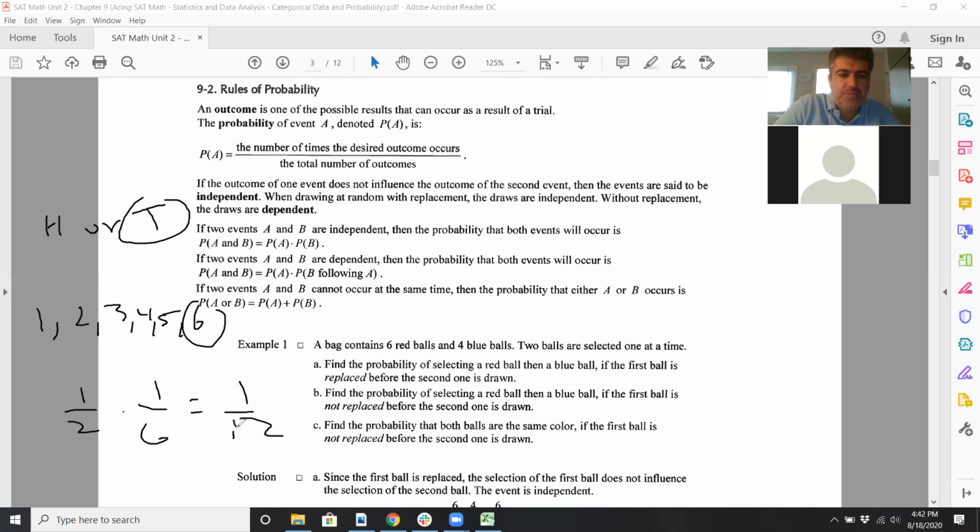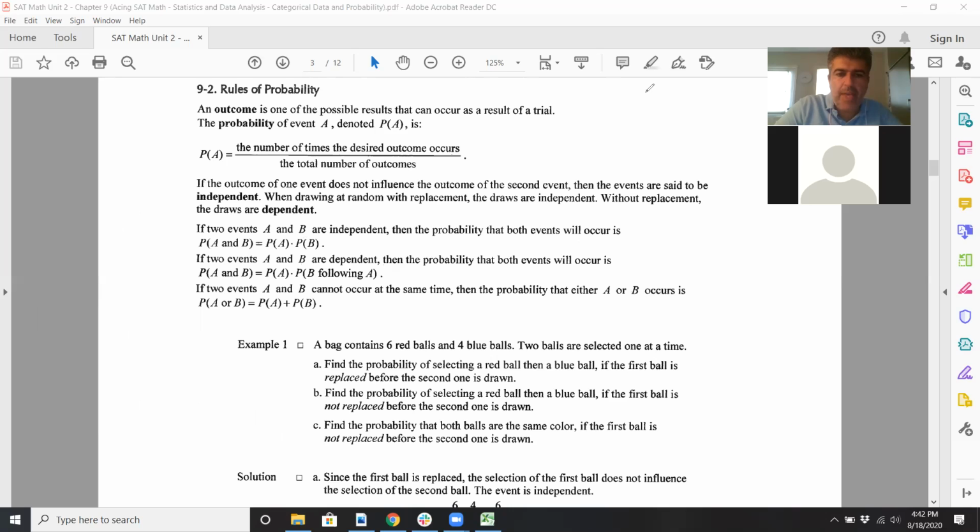Even if it does have an impact, if it's dependent, like we'll look at an example coming up soon, you still calculate the second probability, making an adjustment, but you multiply the first probability and the second probability, like we did earlier on. A lot of that comes back to the multiplication counting principle, where you're multiplying all the number of ways of something happening.